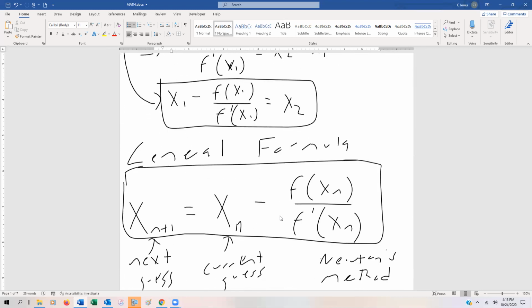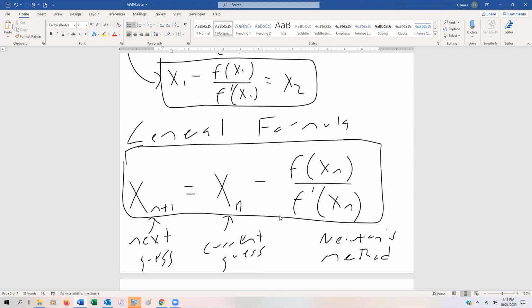In the next video, I'm going to show you two examples of using Newton's method. How are you going to use it? Where to put the xn plus 1, the xn, and all that stuff, and then how to plug it into your calculator to make it really nice and easy for yourself.